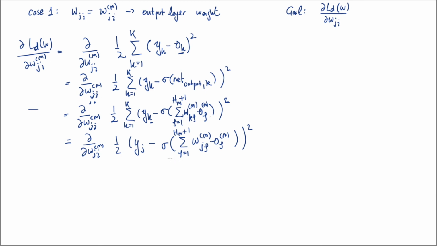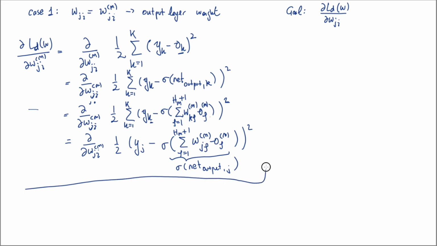Okay, and this guy is just the sigmoid of net output j. Okay, so the reason for rewriting this so many times is you don't need to do this every time. I just wanted to make it painfully clear why I'm removing the summation, because we only care about the jth output. Now, this gives us a hint of what we can do to compute the gradient.